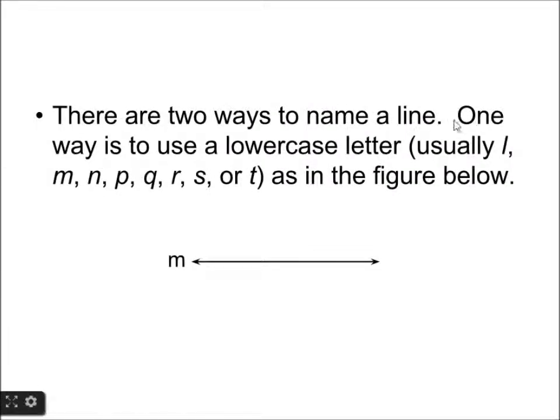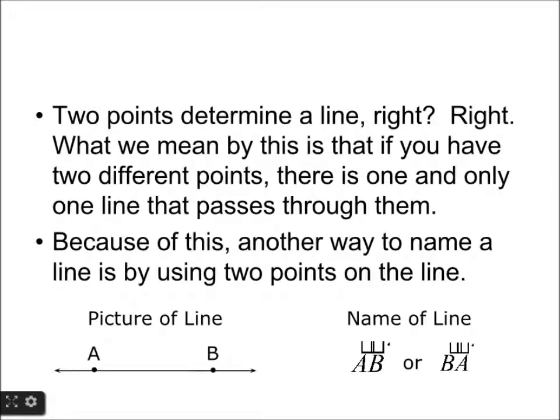There are two ways to name a line. One way is to use a lowercase letter, usually l, m, n, o, p, q, r, s, or t, as shown in the figure below. Line m. The line has arrows on both sides. Remember this.